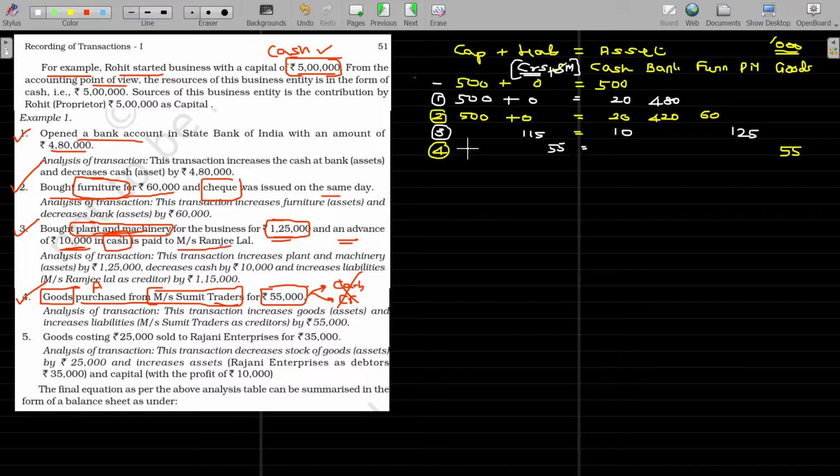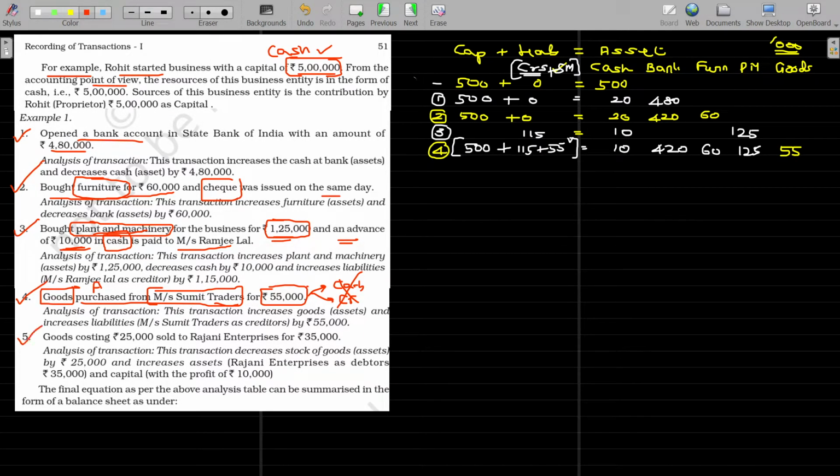Rest of the things are the same. No change in capital. No change in creditors for asset, 115. Now we get a new creditor, 55. These three put together will be the liabilities and capital. On the asset side, no change in cash, no change in bank balance, no change in furniture, no change in plant and machinery. Goods comes as a new item.